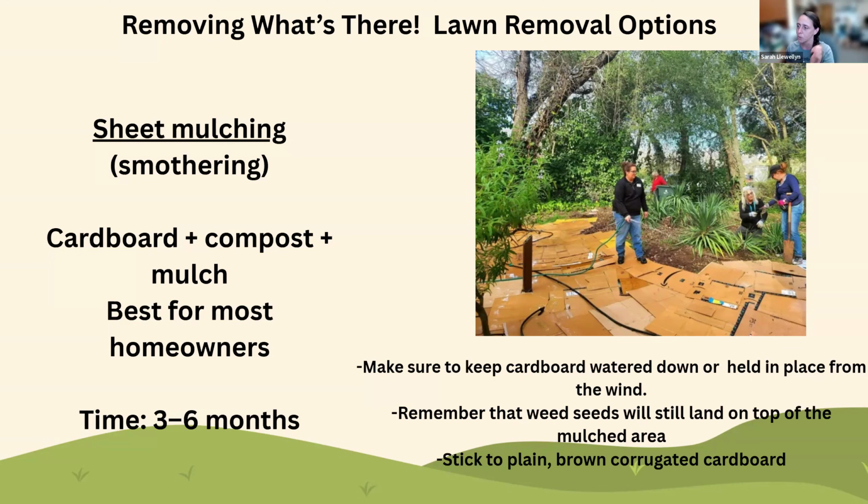So the best way to do it would be cardboard, a little bit of compost if you have it, and then mulch on top. This is what works best for most homeowners. Just keep in mind for that cardboard to break down, which is the goal, so you don't have to hack a hole into the cardboard, it's going to take between 3 and 6 months to break down. So if you were to do this in the months of June, July, August, September, by the time you're planting, you'll probably be like, oh my gosh, there's not much cardboard in here anymore.